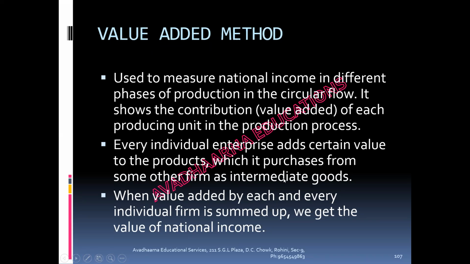See, if we talk about any individual enterprise, the value added of that individual enterprise is calculated like this: from the final output it generates, we subtract the cost of input, that is intermediate goods, and we get the value added by that individual enterprise. When value added by each and every individual firm is summed up, we get the value of national income.